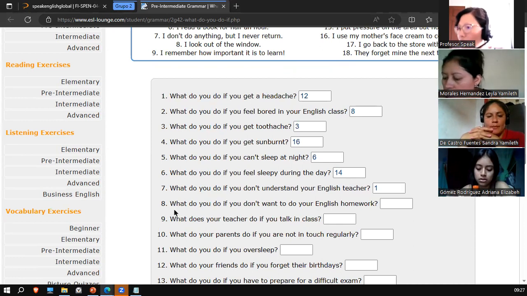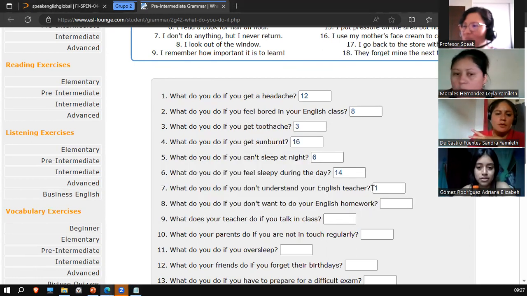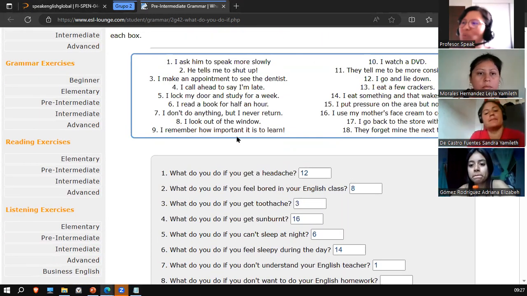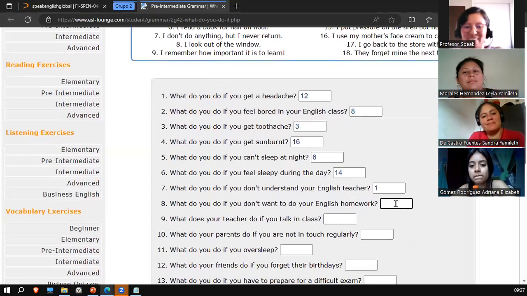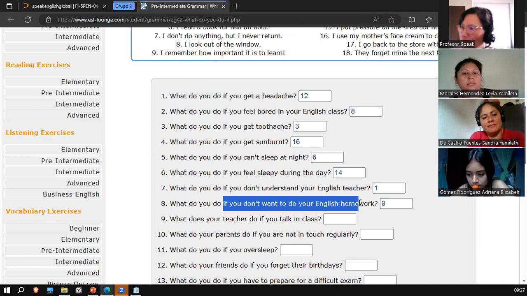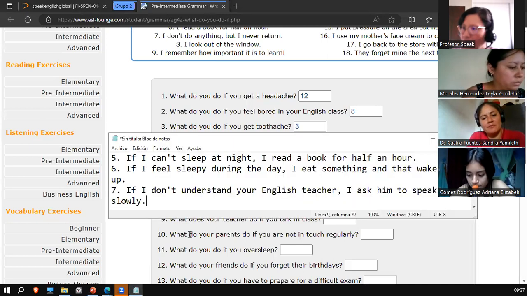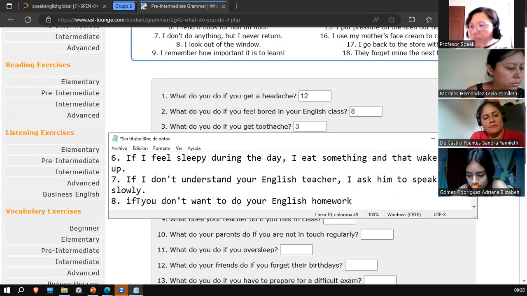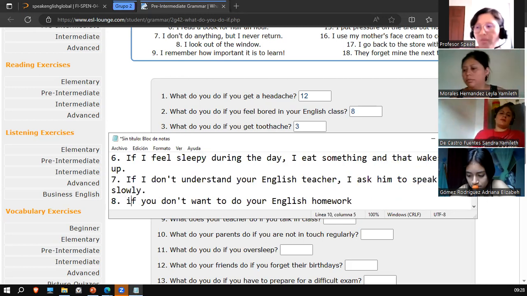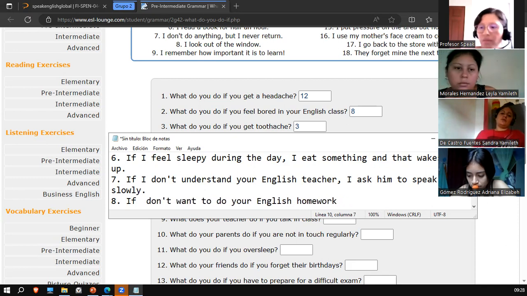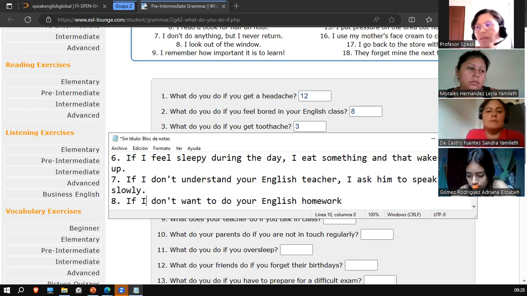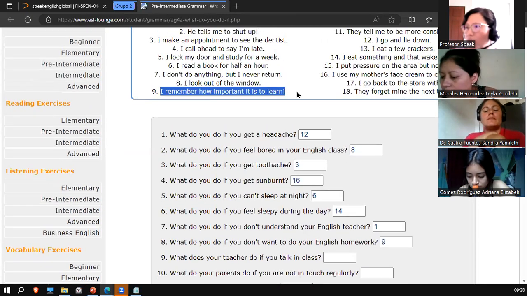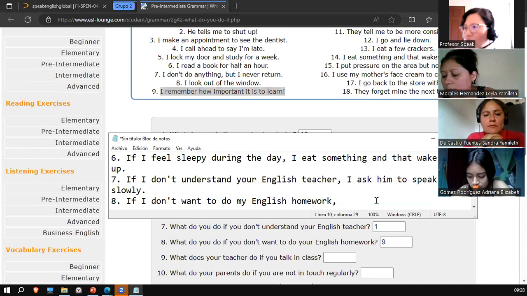Oh, no, I'm sorry, number 8. What do you do if you don't want to do your English homework? Number 9, I remember how important it is to learn, okay? So I'm going to take this one here. If I don't want to do my English homework, vamos a borrar acá your for mine. Entonces, number 9, right? I remember how important it is to learn.